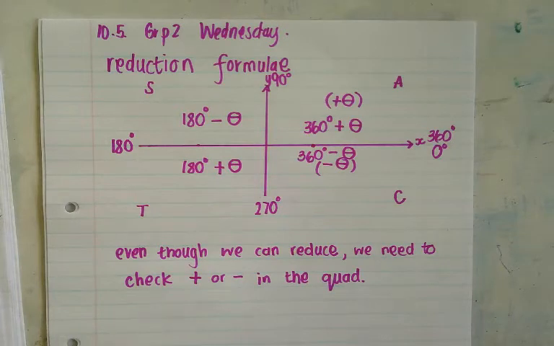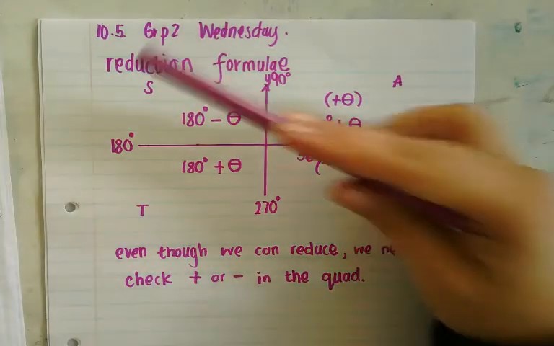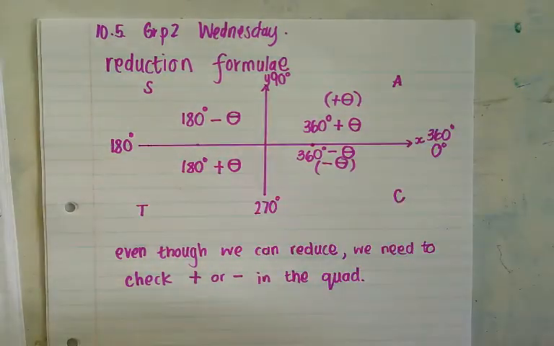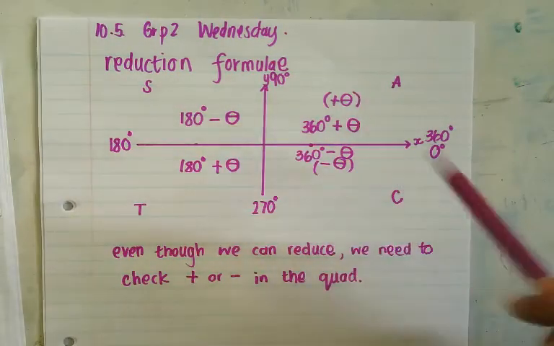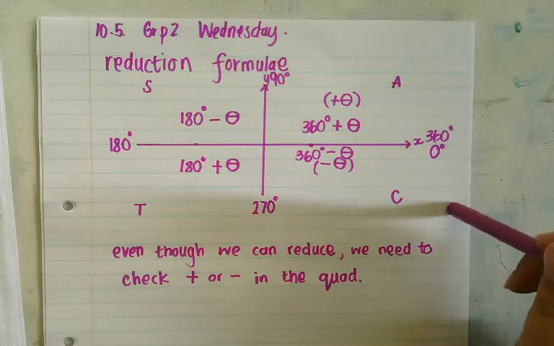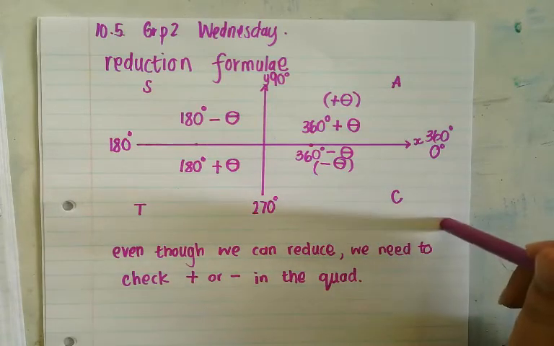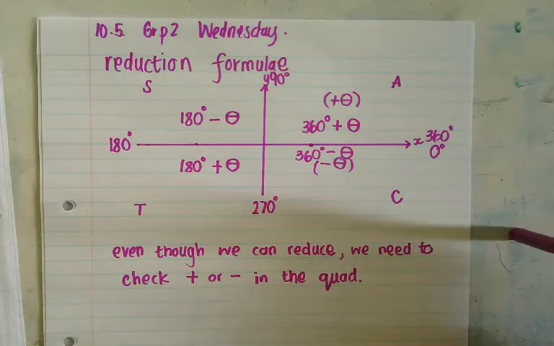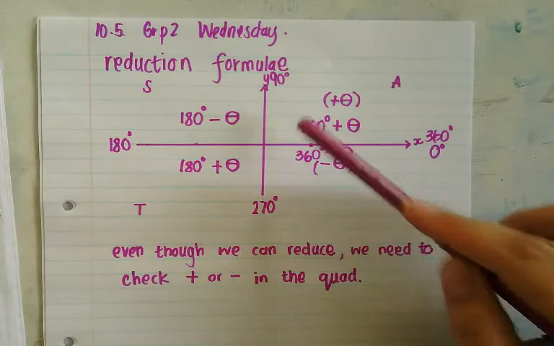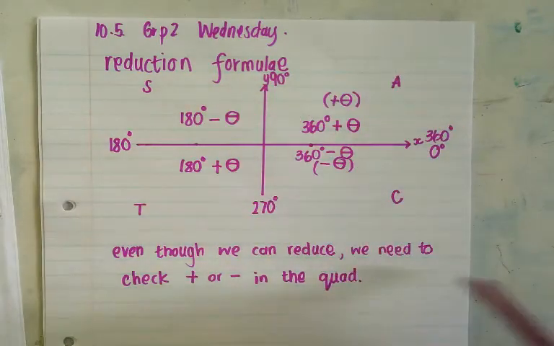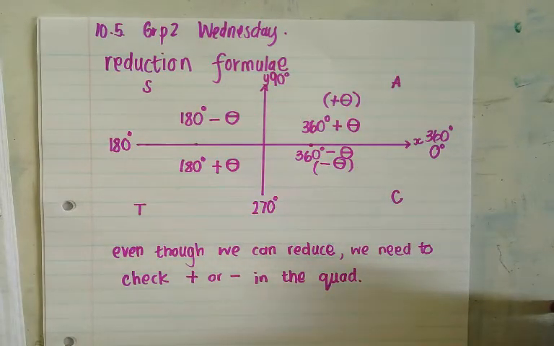And the reason why I'm still putting this onto the CAST plane is that I can use the reduction formula, but I still need to keep CAST in mind because that still influences whether cos, sine, and tan are positive or negative. So this only gives me the value, but the quadrant tells me whether it's supposed to be positive or negative.